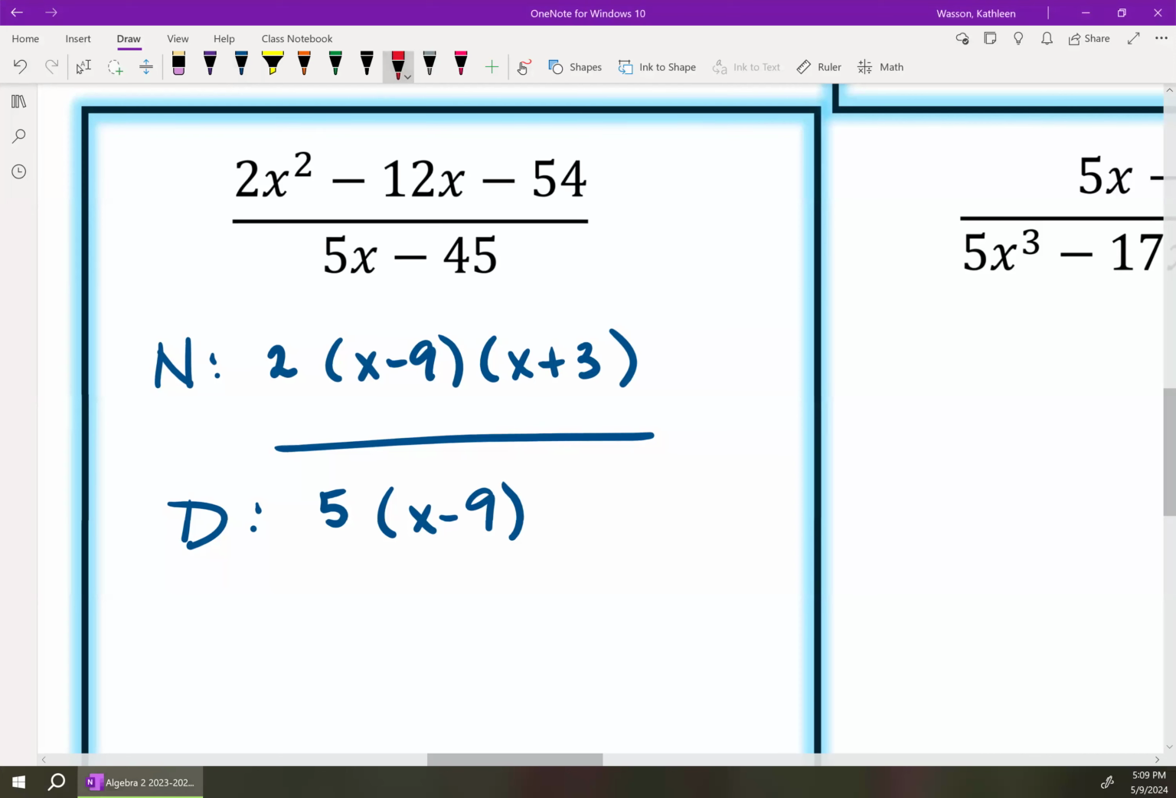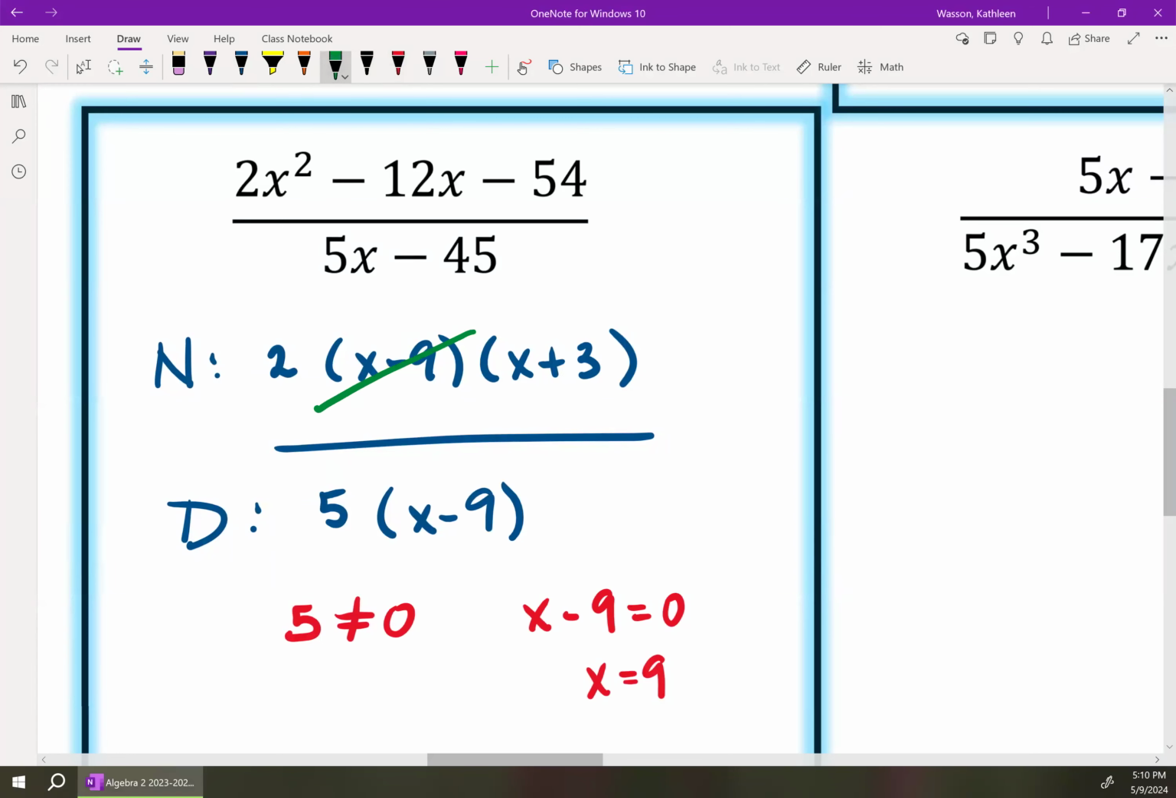And in the meantime, I can't allow my denominator to be 0. So really, we're only concerned with x values. 5 is not equal to 0, so that won't be a problem. But x minus 9 could be equal to 0 if x is equal to 9. So I'll have to exclude 9 from the possible x values.